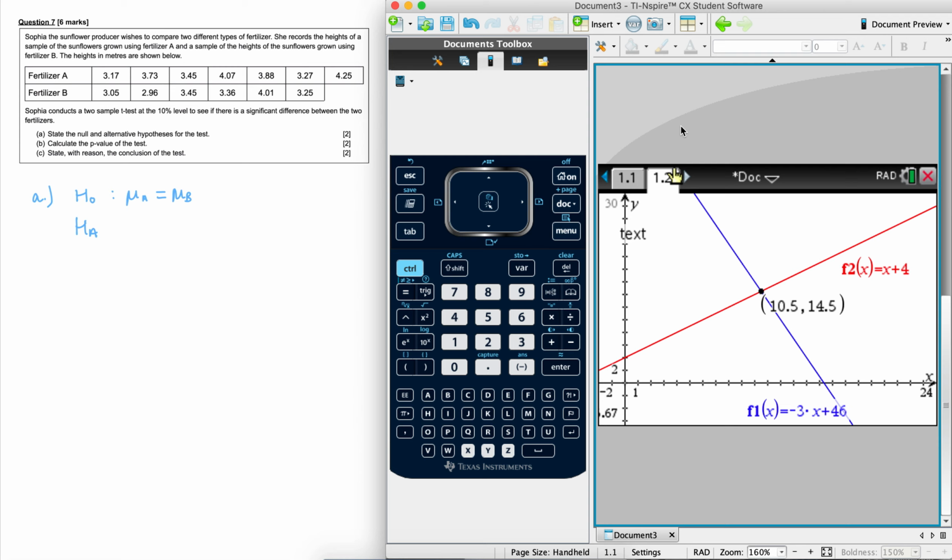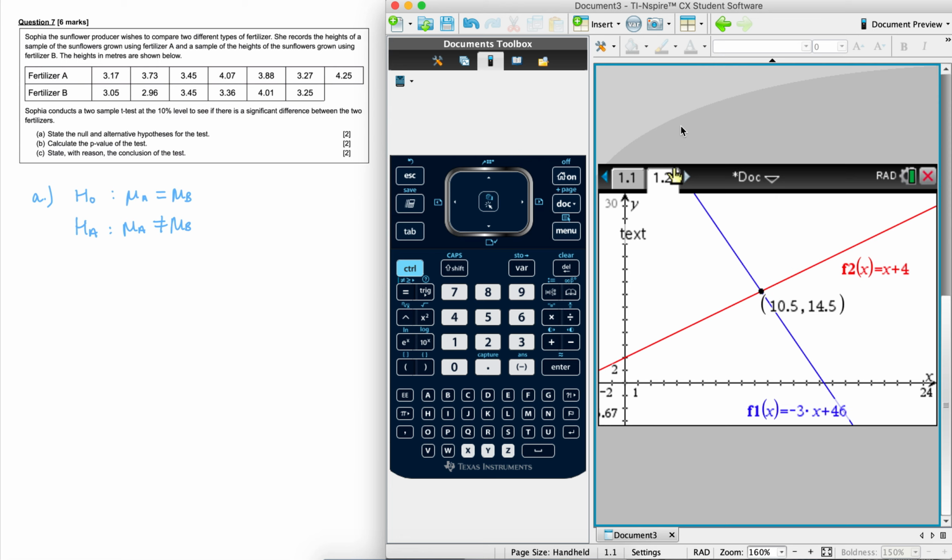So in this question, she doesn't know which is going to be bigger. It's not like we've got a new fertilizer B that we think is better. We don't know. We're just trying to work out if they're the same or not. So it could be on either side that we're looking. So it's what we call a two-tailed test. But all it means is that fertilizer A is not equal to fertilizer B. So sometimes you would have one being less or more than the other. On this one, we don't know which way round. We just know that they're not equal. So that would be the 2 hypotheses.